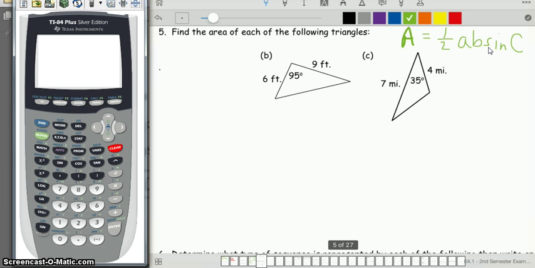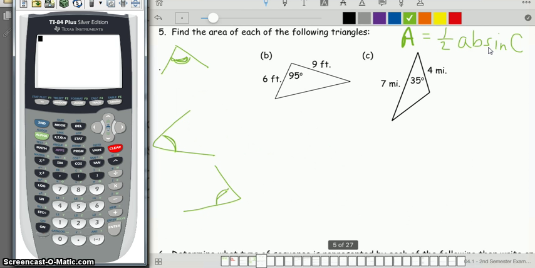All you're doing is looking for the 2 sides that make an angle. So if the angle's here on top, I'm looking for these 2 sides. If the angle was over here, I'm looking for these 2 sides. If the angle is on this side, I'm looking for these 2 sides. You're simply looking for the 2 sides that make up the angle. The easy way to do it is that the side opposite the angle is not included.